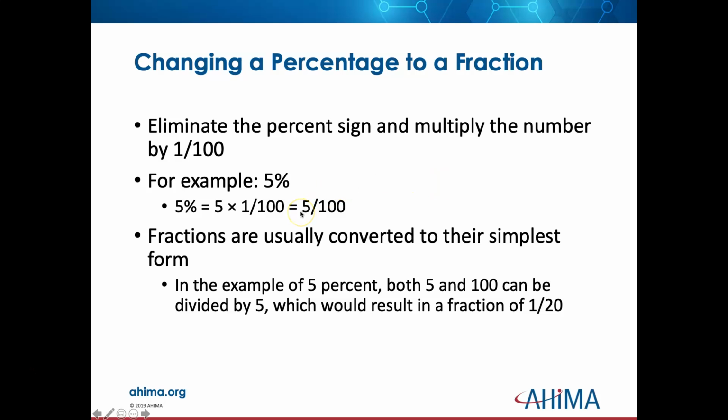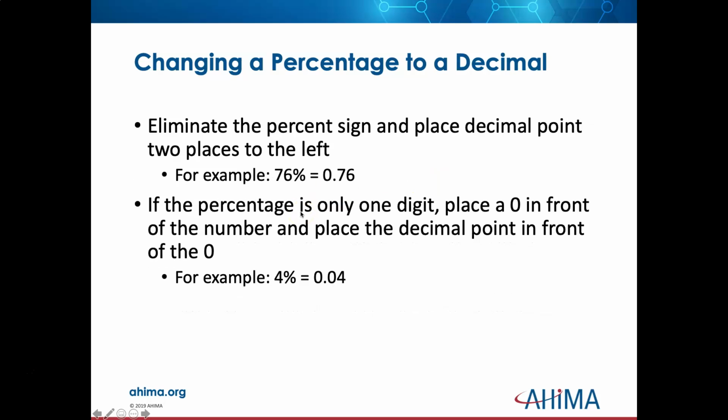How do you eliminate the percent sign and place a decimal point? Well, if you've got 76%, move that decimal back 2, and that will give you the decimal number of a percentage. So move it back by 2. And if you have 4% and you move it back by 2, you have to put in that 0.